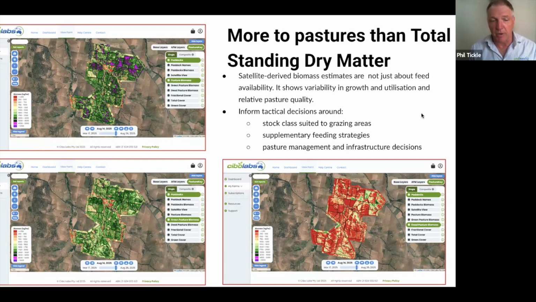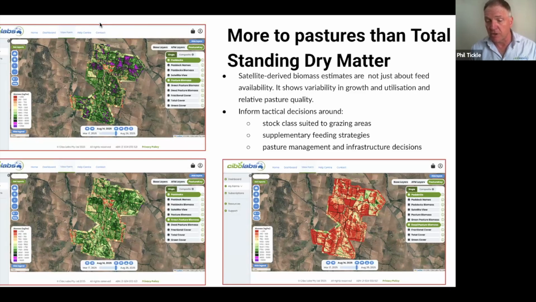So you can see there on the bottom left, a property only a couple of weeks ago, it's got in the order of a couple of thousand kilograms of dry matter across the property. On the top left there, you can see the purple. It's actually a lot of biomass, up to 5,000 kilos in some of those paddocks. And if you look there on the bottom right, you can see that those paddocks that are purple on the top image are actually dry vegetation.